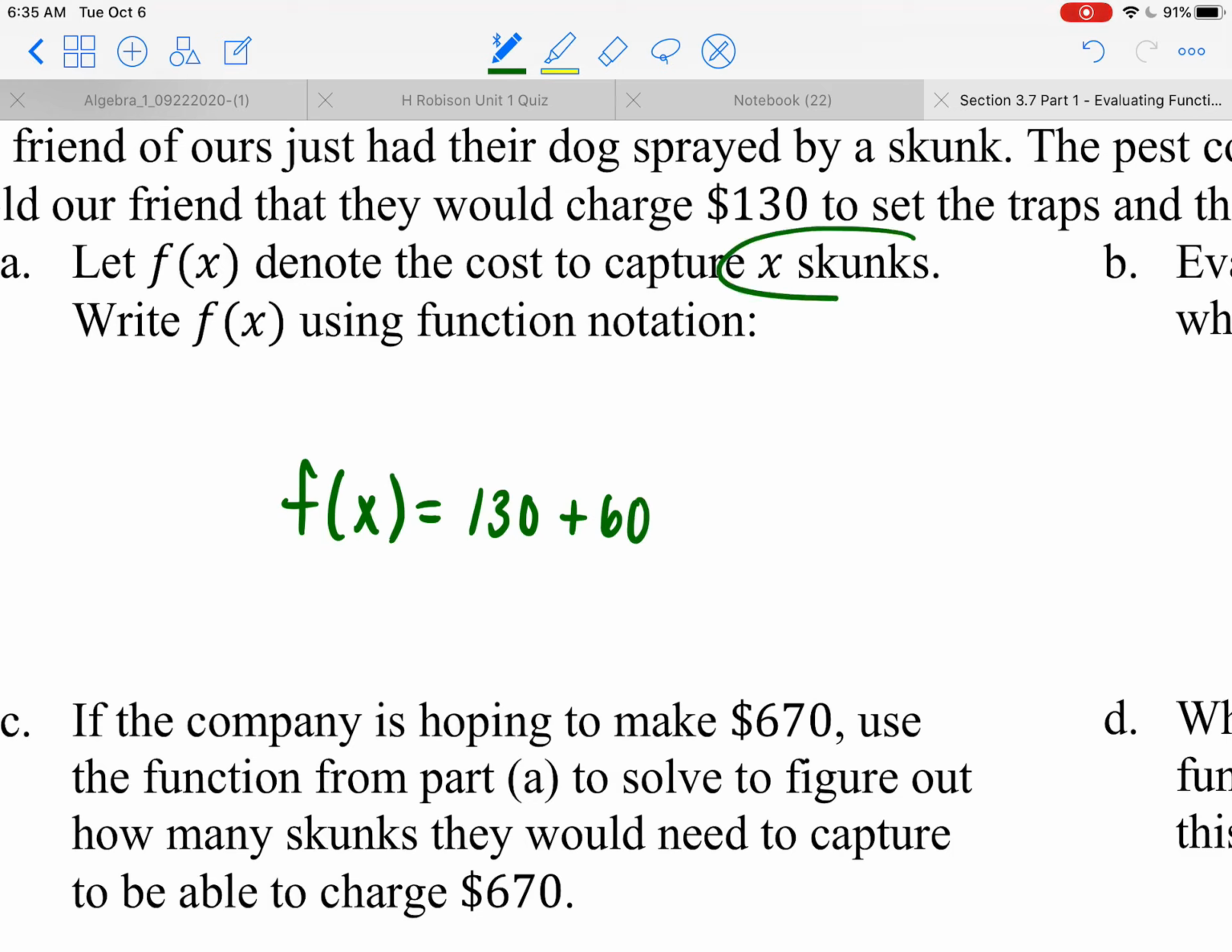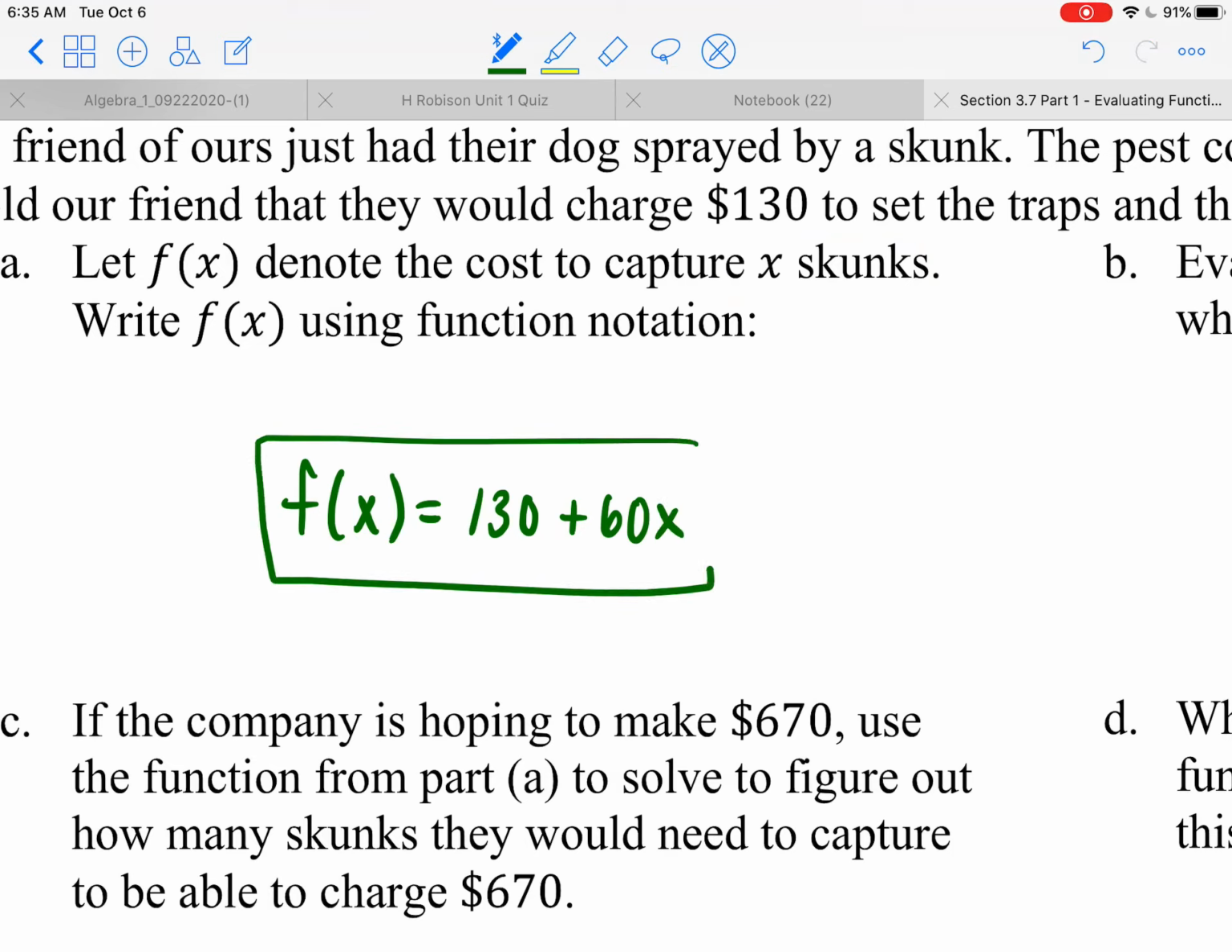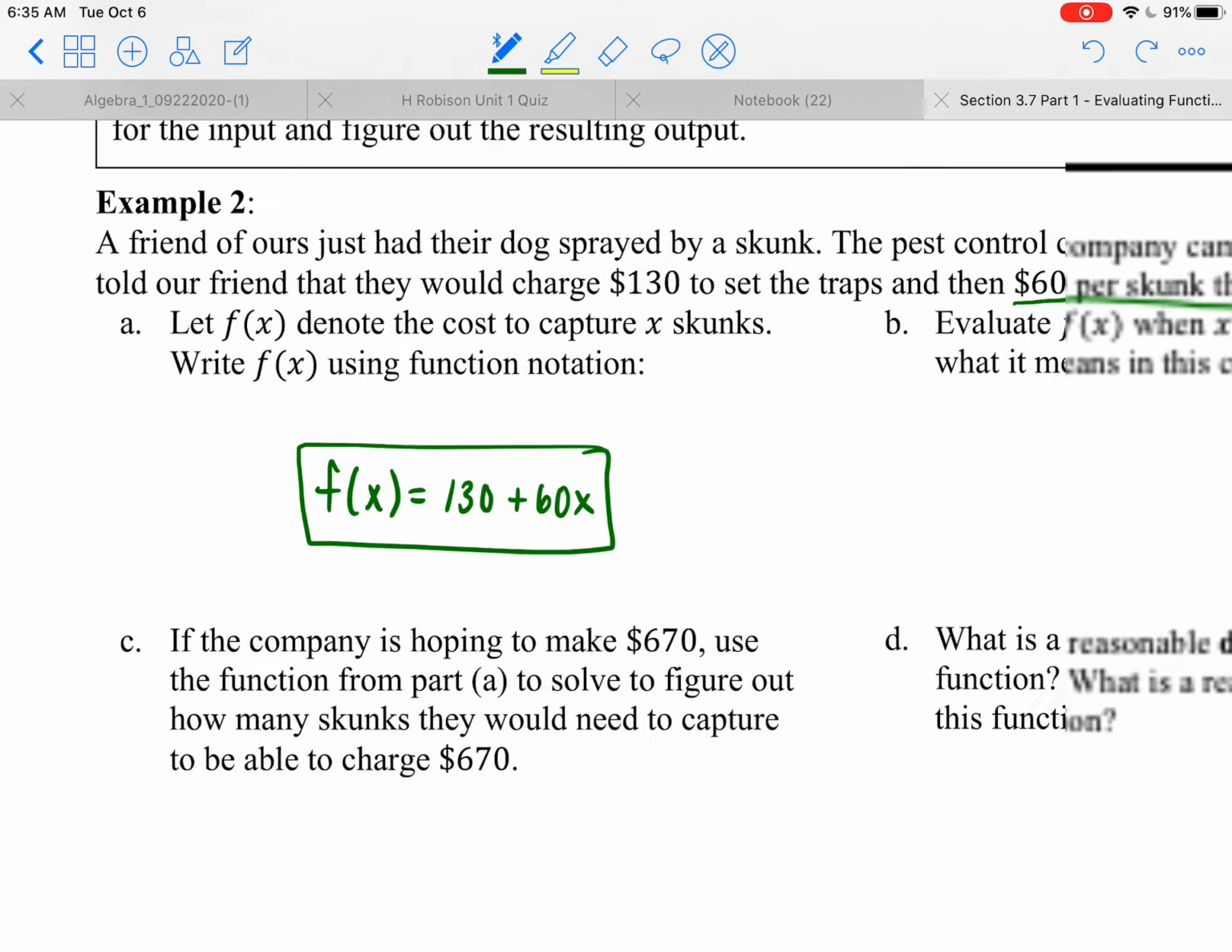So how many skunks are we capturing? Well, we don't know, but we're going to use a variable to represent or hold the place of that number. So x is going to go right there. Okay, so this is your function, and this tells you right here in the yellow what the cost is going to be based off of how many skunks you capture. So okay, that's that.